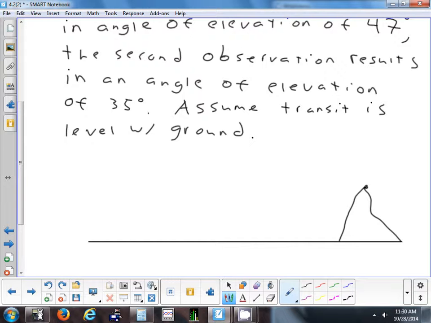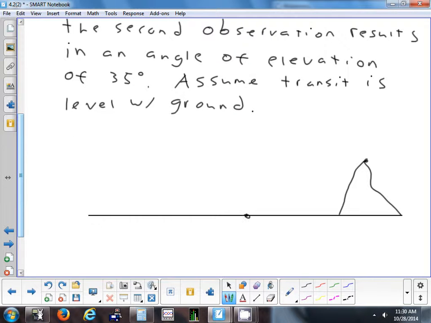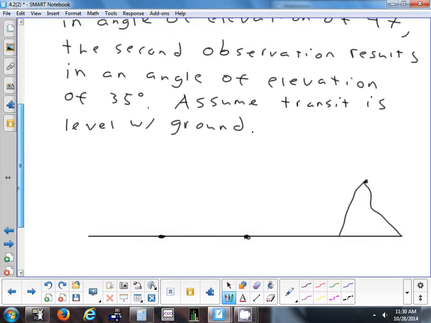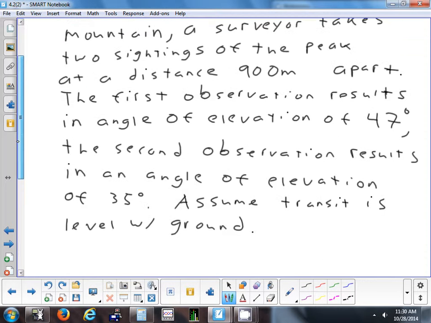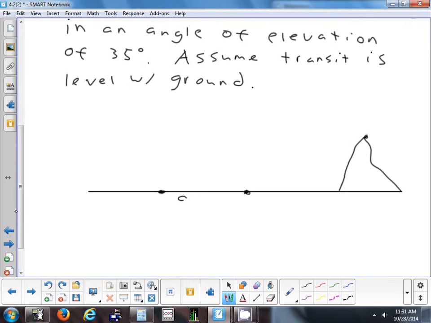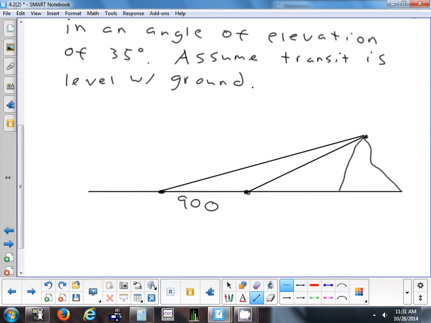And now we need the surveyor. He's at two different spots. The first spot, let's have him right here, and the second time, he's over here. Now we know the distance between those two sightings. How far apart are the sightings? 900 meters. And when he takes the sighting, he's taking a sighting to the top of the mountain. So he's going to do a sighting there and another one there.